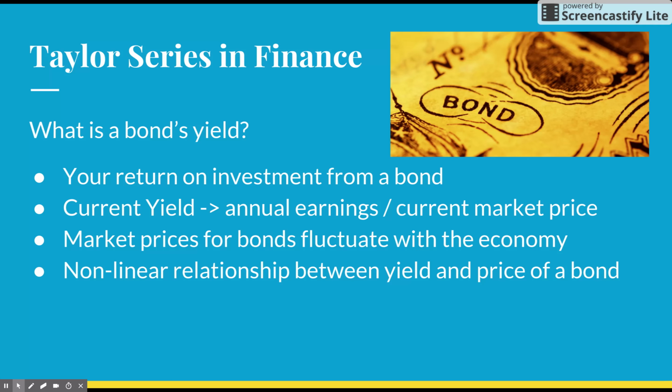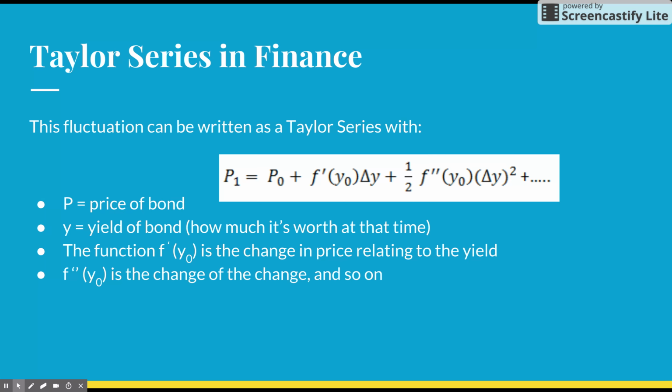And then we also know that it's a nonlinear relationship between yield and the price of a bond. So that's why we can use this equation that I show in my next slide here. The fluctuation can be written as a Taylor series with P1 equals P initial plus F prime of Y of 0, and so on. P1 is your new price. P initial is obviously the initial price of the bond.